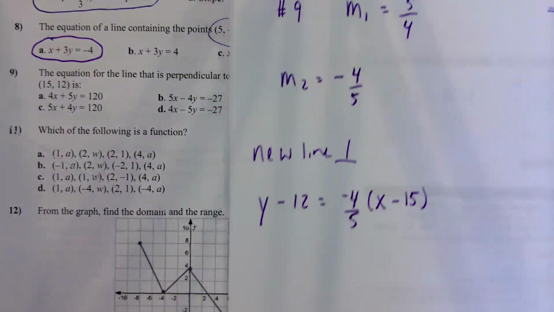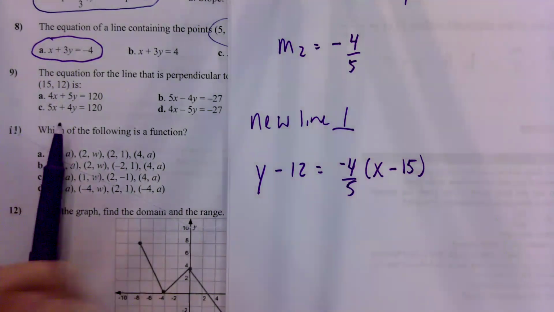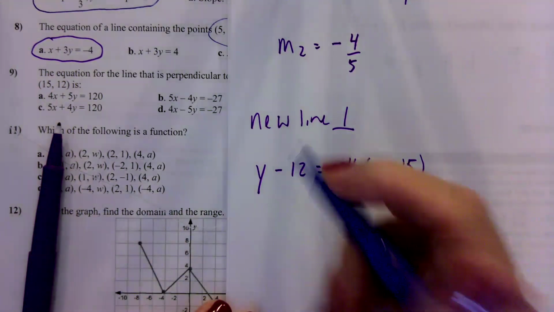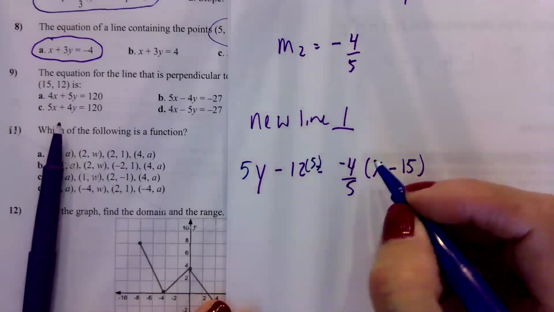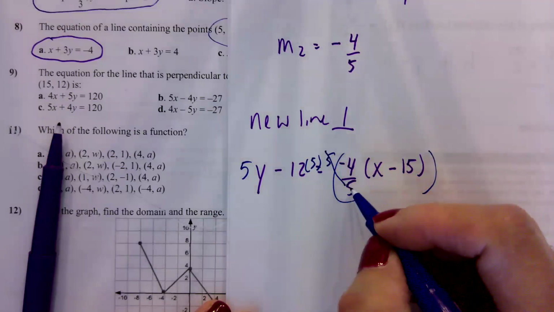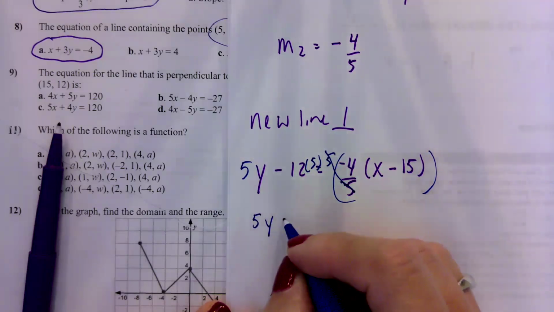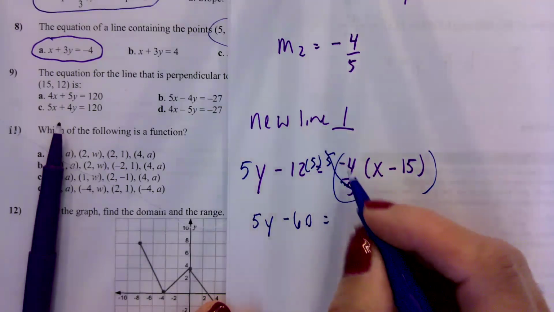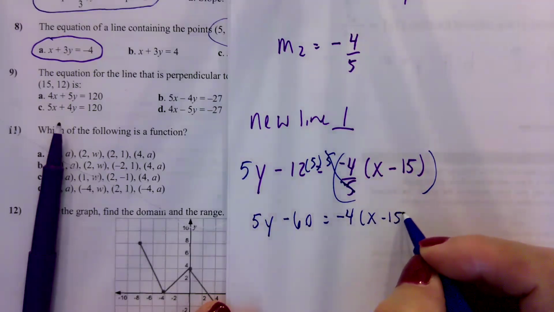And I can multiply both sides by 5 immediately to get rid of that denominator. So I'm going to multiply this term times 5, this term times 5. I'm going to multiply this whole right side times 5, so I can just cancel out the 5 one time. So I have 5y minus 12 times 5 is 60 equals, that canceled that out. So it's just a negative 4 times x minus 15.